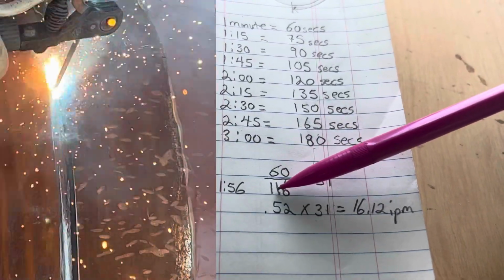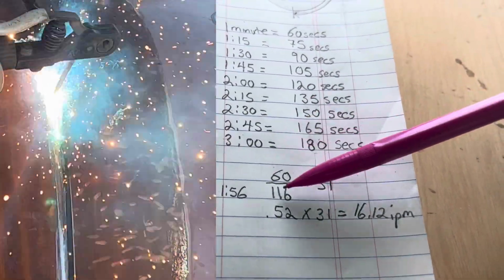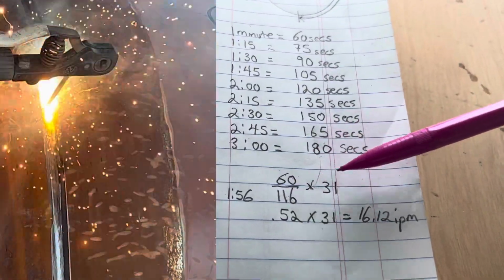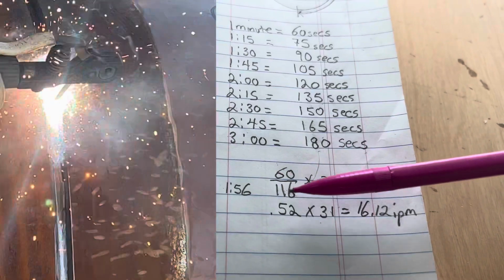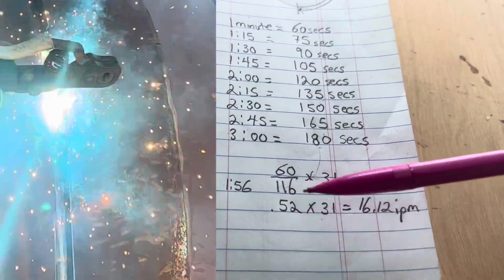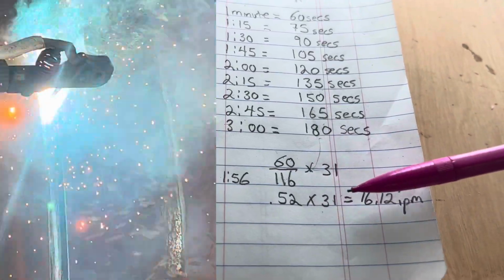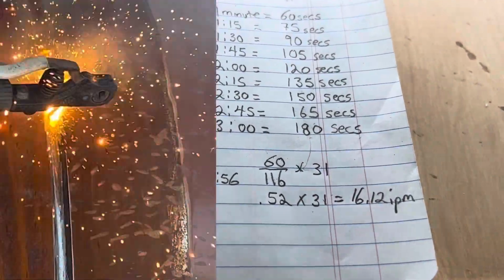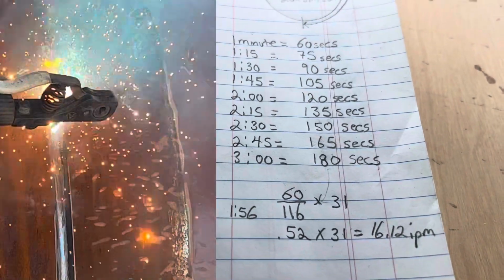So we got, you good with that? So we take 60 divided by 116 times 31. So 60 divided by 116 is 0.52. 0.52 times 31 is 16.12 inches per minute. So that's how simple it is.